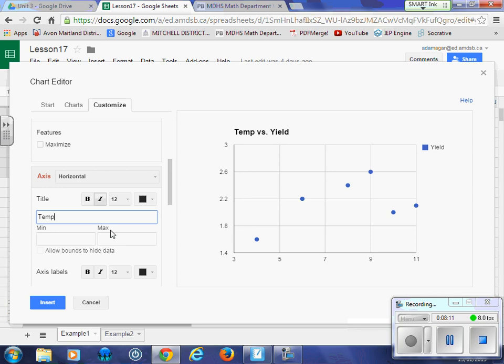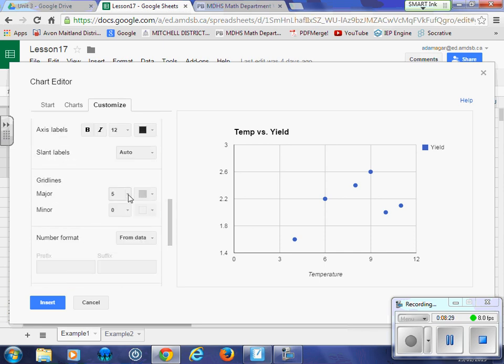So temperature, that's in C. Actually, we'll just put mean temperature, so leave it there. I want the minimum to be 0, and I want it to go to 15 because I want to see what the y-intercept is.